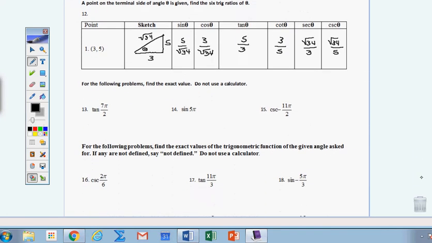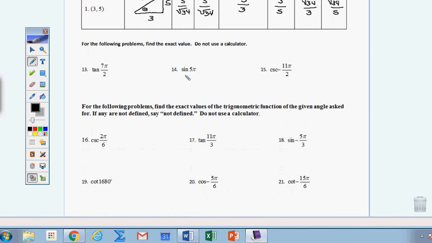Alright, let's move down. For the following problems, find the exact value. Do not use a calculator. So tangent of 7 pi over 2, well, let's find where 7 pi over 2 is. Well, we know pi over 2 is here. Then, so 1 pi over 2, 2 pi over 2, 3 pi over 2, 4 pi over 2, 5, 6, 7. We know 7 pi over 2 is going to be down here.